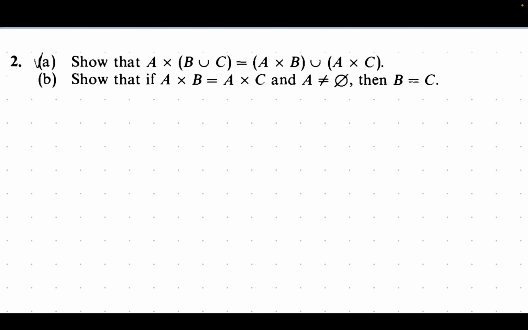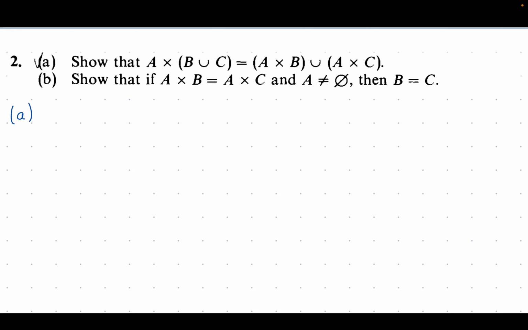Chapter 3, Exercise 2, Part A: show that A cross (B union C) is equal to (A cross B) union (A cross C). Part B: show that if A cross B is equal to A cross C and A is not the empty set, then B is equal to C. This is a standard Enderton certified set equality proof, and we're going to solve it as we usually do.